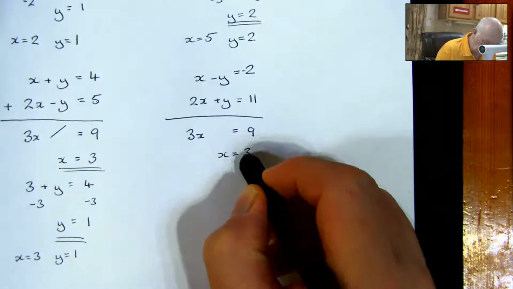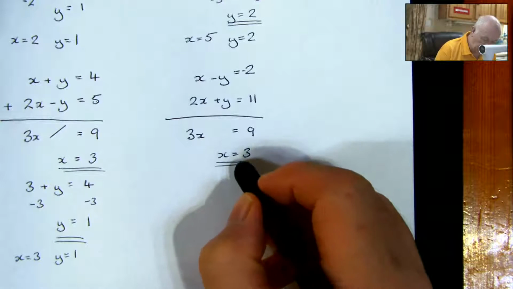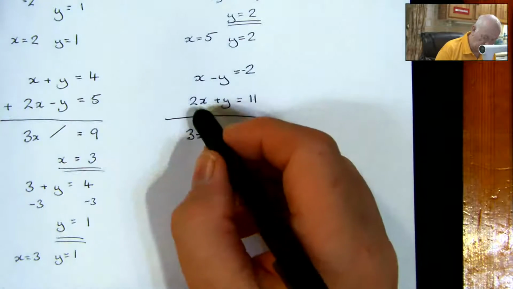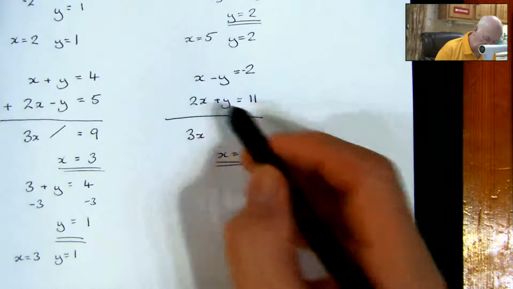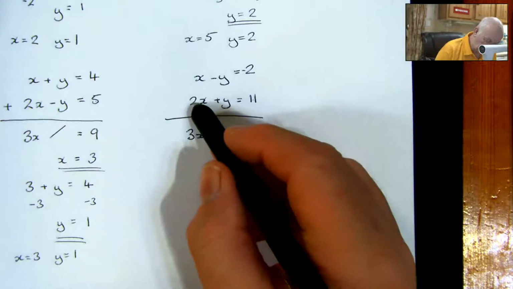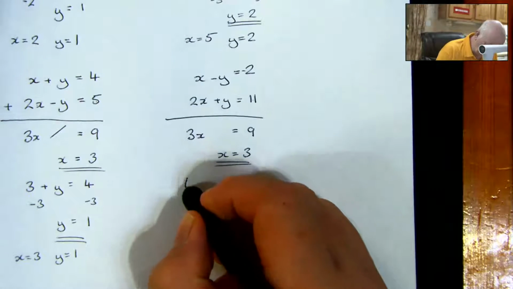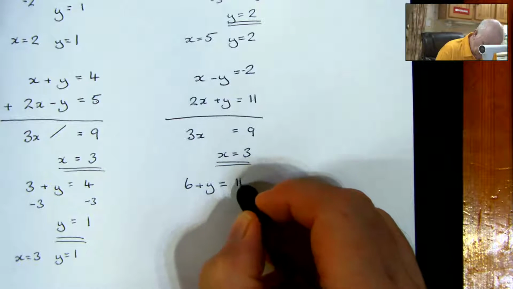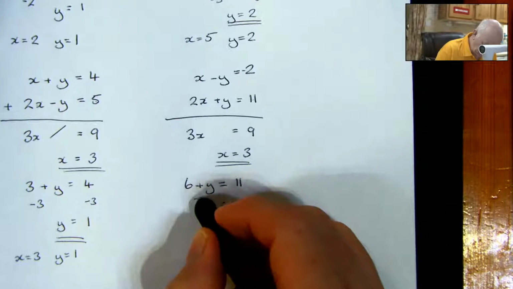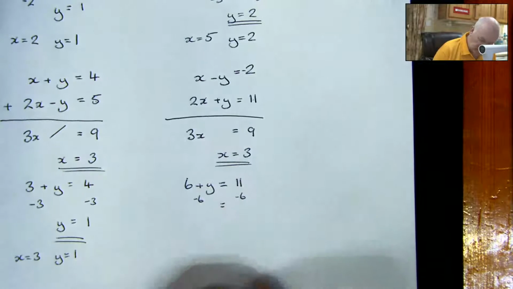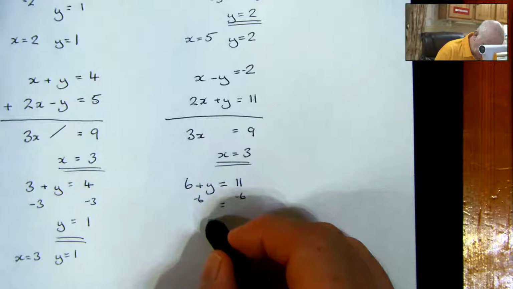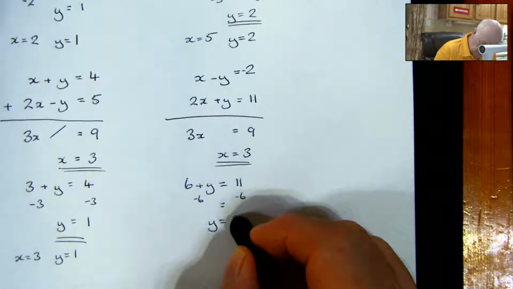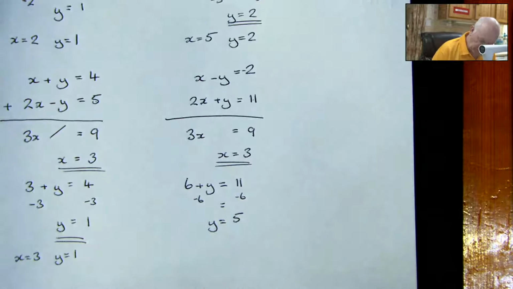x equals 3. Take this, put it into our equation. Probably going to be easier to do that one. So 2 times 3 is going to give me 6 plus y equals 11. Now I can take away 6 from both sides, so we can say that y simply equals 5.